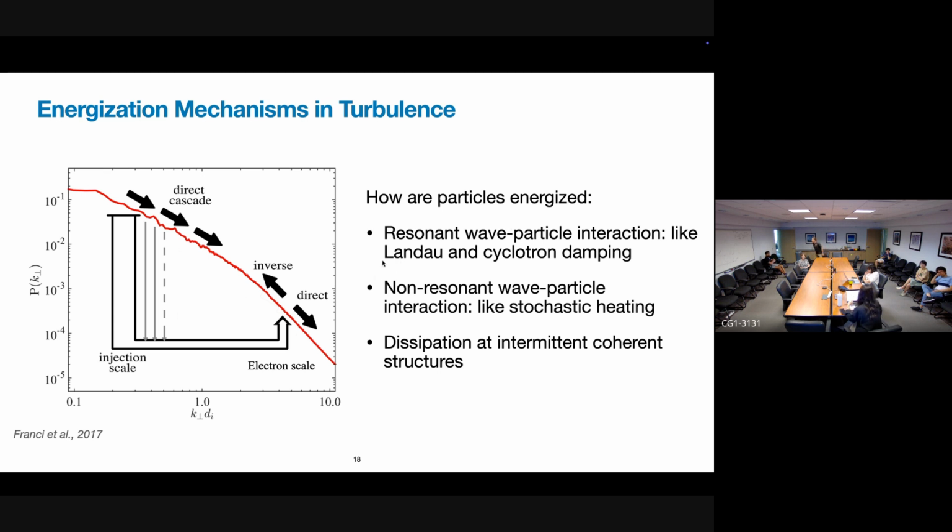So there are some common ways to dissipate the energy through resonant wave-particle interaction, like the classic Landau and cyclotron damping, or non-resonant wave-particle interaction. This part we'll talk more about later too, stochastic heating by the random fields. And also we have dissipation at intermittent coherent structures. That's often referring to reconnection happening at those very small scale current sheets in turbulence. So that's about all the background and terms we need to know.